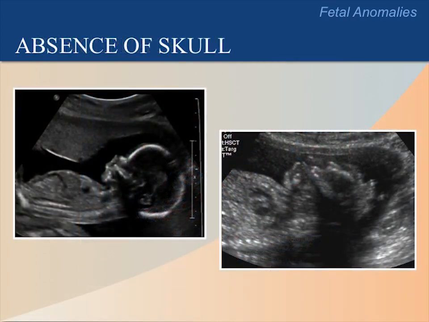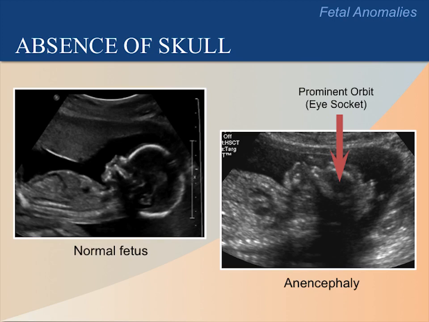Here is an example of a normal fetus and one with anencephaly, as seen by ultrasound. Please pause the video now to identify the signs of anencephaly in the image. On the left, we see a normal fetus with a skull and brain. On the right is an image of a fetus with anencephaly. Notice that the eye socket, or orbit, appears prominent and that there is no skull above the level of the orbits.